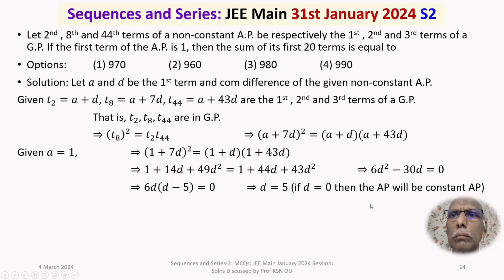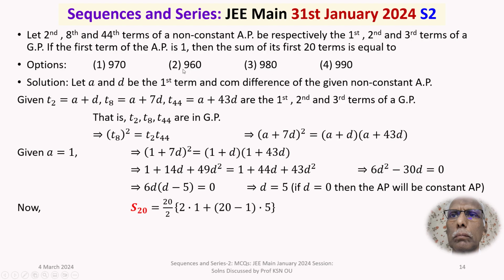Suppose you take D equal to 0. If D is equal to 0, then all the terms will be A only, and thereby it will be a constant arithmetic progression. But in your question, it is given that the arithmetic progression is non-constant. Therefore, we cannot take D equal to 0. So we reject it and we take D equal to 5.